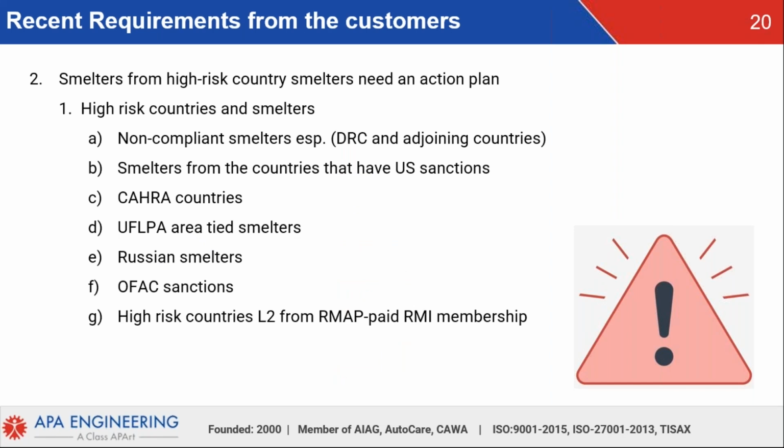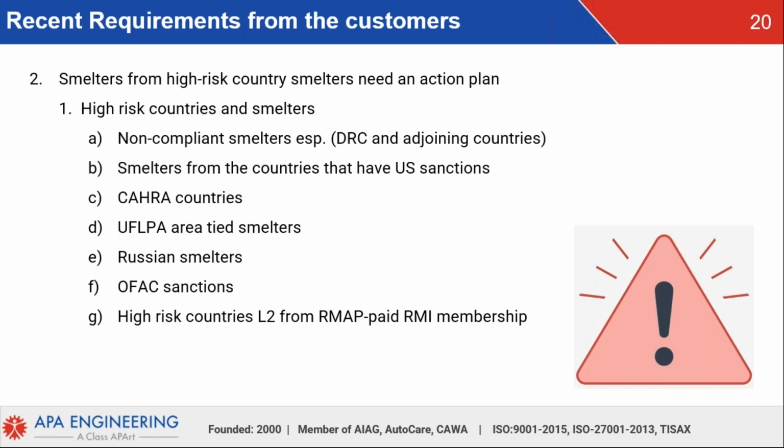The first criteria is non-compliant smelters, especially from the DRC and adjoining countries. Well, non-compliant smelter is a risk. If it is non-compliant and procured from the DRC, which we all know, the customer will definitely follow up with you again on the action plan. And the smelters from the countries that have US sanctions. This is becoming a recent strict requirement from the US-based customers. One has to periodically check the US official sanctions list to see what applies to them.